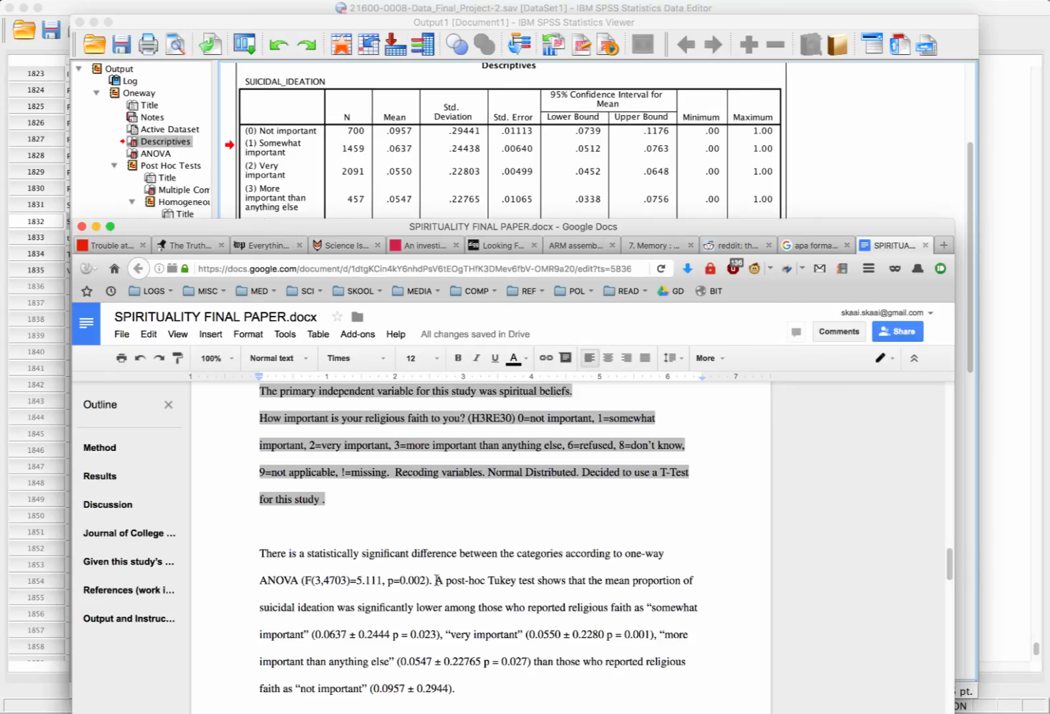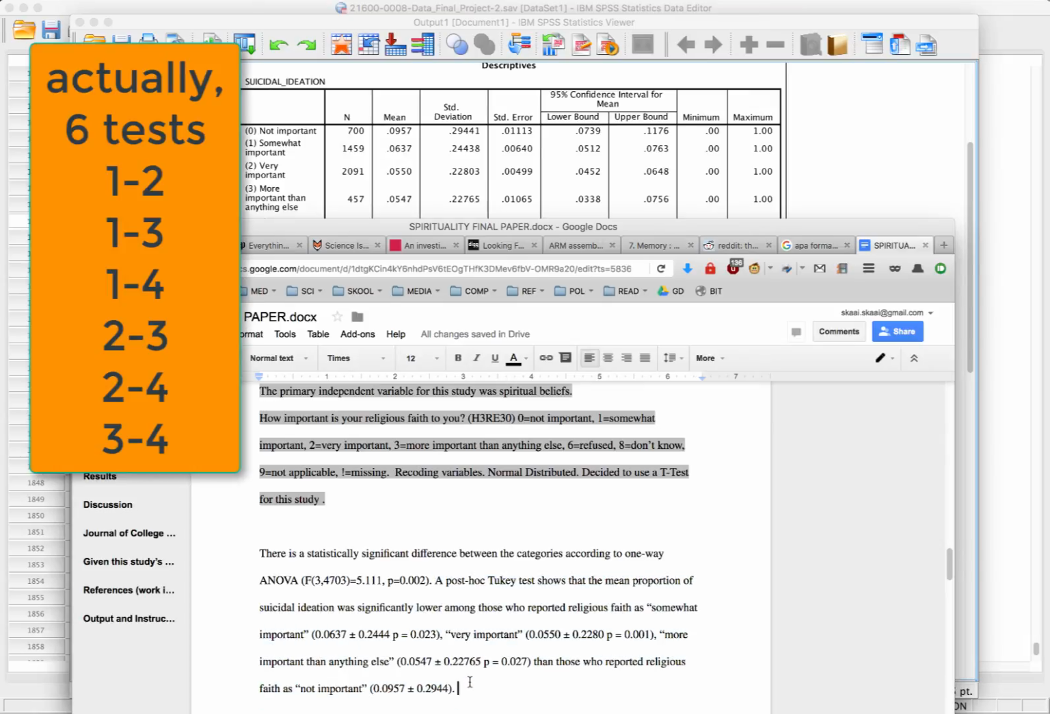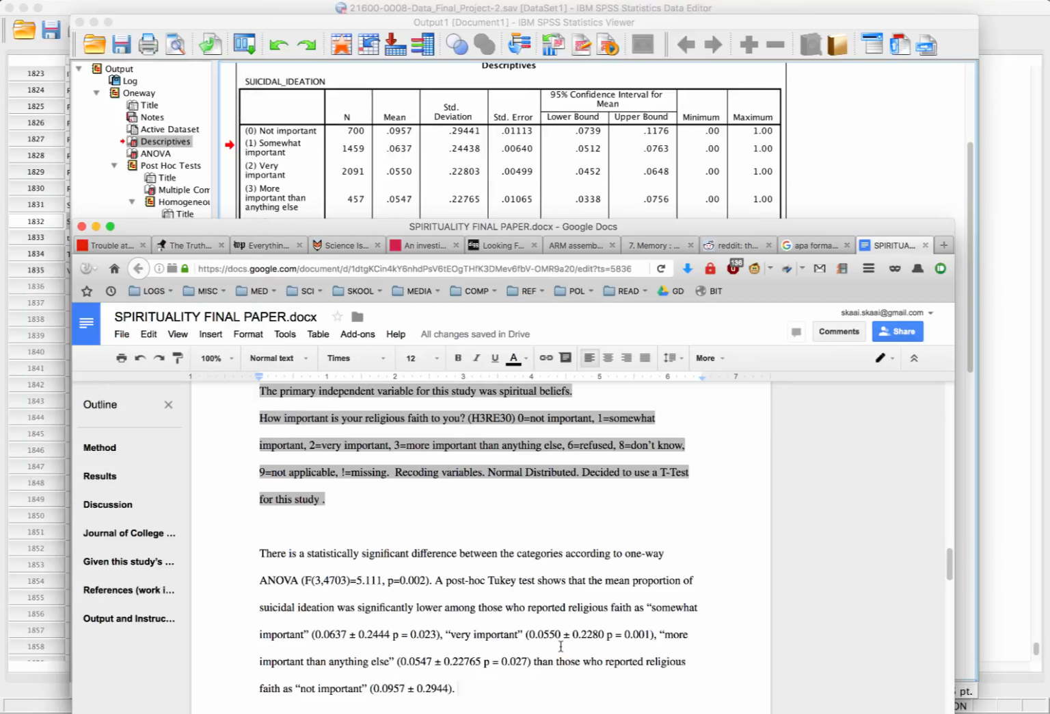Now, we can actually run 4, 3, 2, 1, 4 times 3 is 12, 24. Yeah, we can run 24 tests, but we only need these tests. So the only differences we wanted to compare were to the people for whom it's not important. So it says that the ones who said somewhat important, here it is, there's a difference between them and them. Very important, between them and them. We give the means. As you can see, this is the highest, this one's the mid, this one's a little lower, and this one's a little lower. Okay, and the p-values. So that's all we need to report.